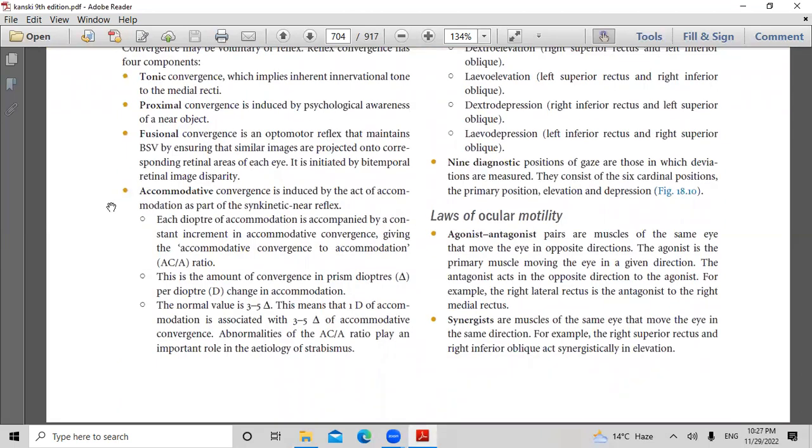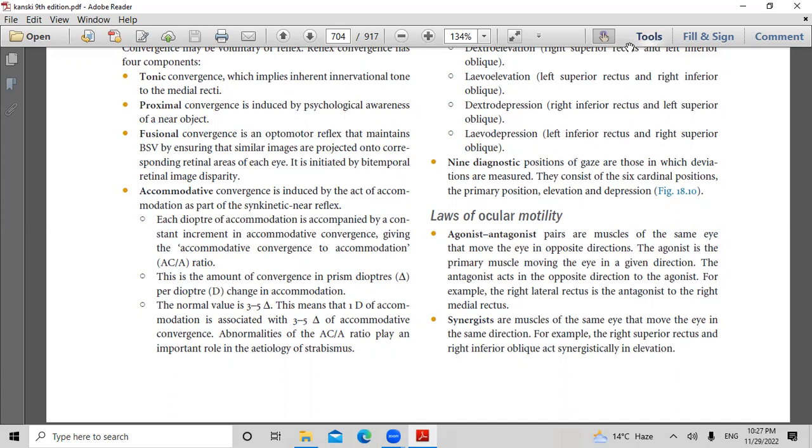Then the accommodation. Yes, can you read the accommodation, please? Accommodative convergence is induced by the act of accommodation as part of the synkinetic near reflex. Each dioptre of accommodation is accompanied by a constant increment in accommodative convergence, giving the accommodative convergence to accommodation, or ACA ratio. This is the amount of convergence in prism dioptres per dioptre change in accommodation. The normal value is 3 to 5. This means that one dioptre of accommodation is associated with 3 to 5 of accommodative convergence. Abnormality of the ACA ratio plays an important role in the etiology of strabismus.